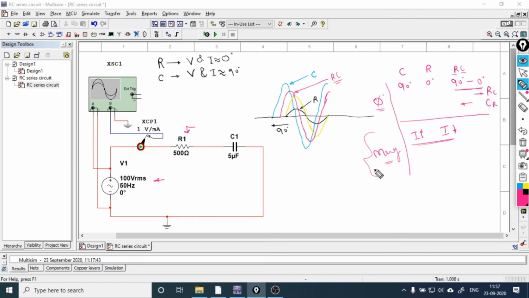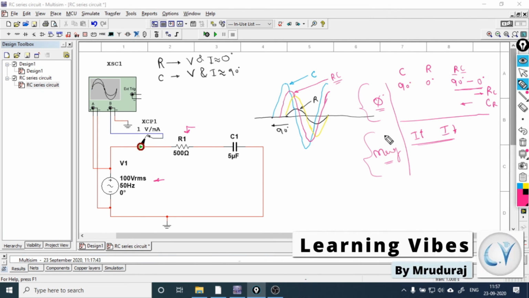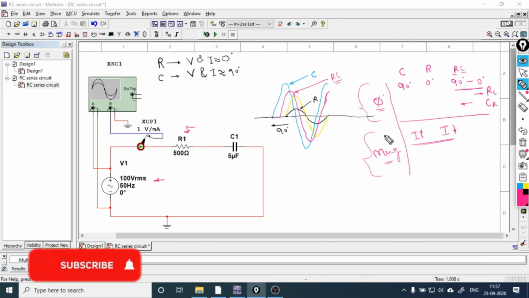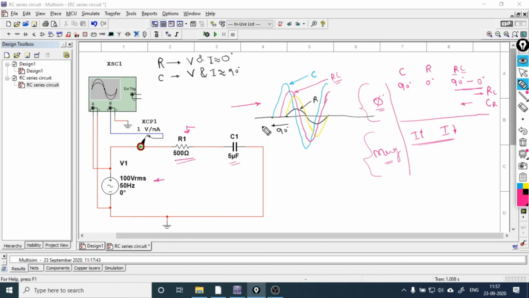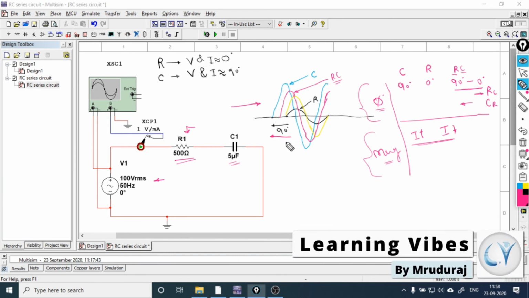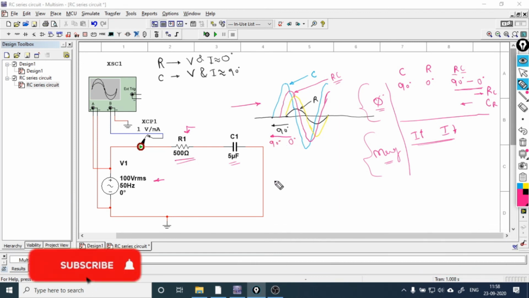This is not the major concern. The major thing to understand in RC analysis is how, when we make changes in the values of resistance and capacitance, the leading of current from voltage takes place. Gradually, if you move from resistive to capacitive, the lead goes from 0 degrees to 90 degrees. So that's all from this RC analysis. This is a very simple and fundamental RC analysis.